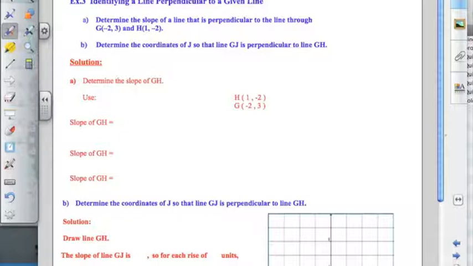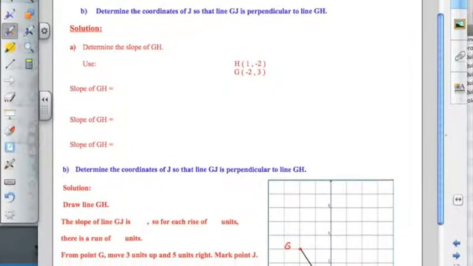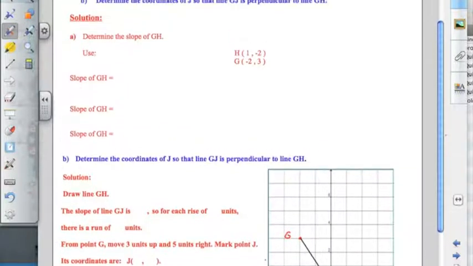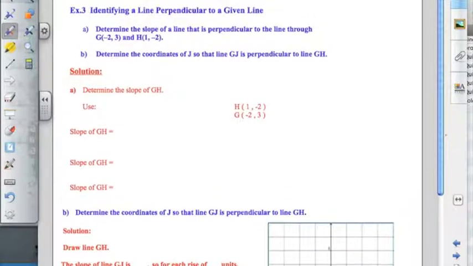Determine the slope of the line that is perpendicular to the line through GH. So we've got a line GH, and we've got to find the slope of a line that's perpendicular to it. The strategy we're going to use is to first calculate the slope of GH, and then to get the slope of the line perpendicular to it, we're just going to take its negative reciprocal. So we're going to use this formula again: change in y over the change in x.